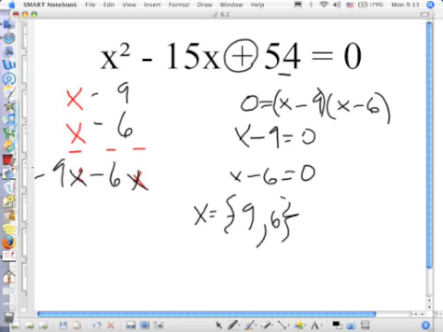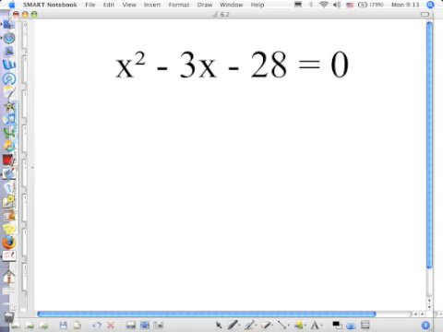All right. But that's right. Factors of 54 that added up to 15 were 9 and 6, but they had to add up to negative 15, so they must both be negative. Setting each factor equal to 0, you find that your solutions were 9 and 6. Okay. Do this one real quick. X squared minus 3x minus 28 equals 0.